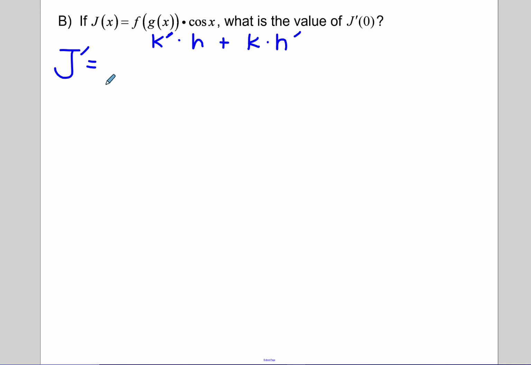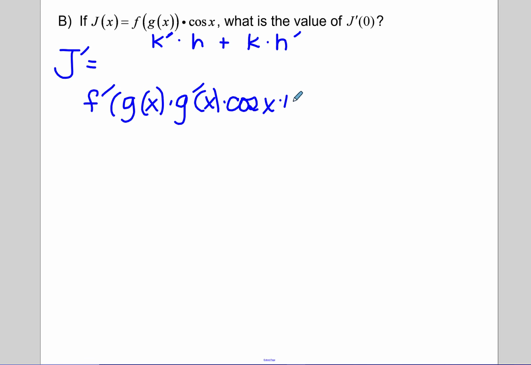You ready? So j prime is going to be f prime of g times g prime times cosine, plus, hold the composition steady, f of g of x times the derivative of cosine, which is negative sine.